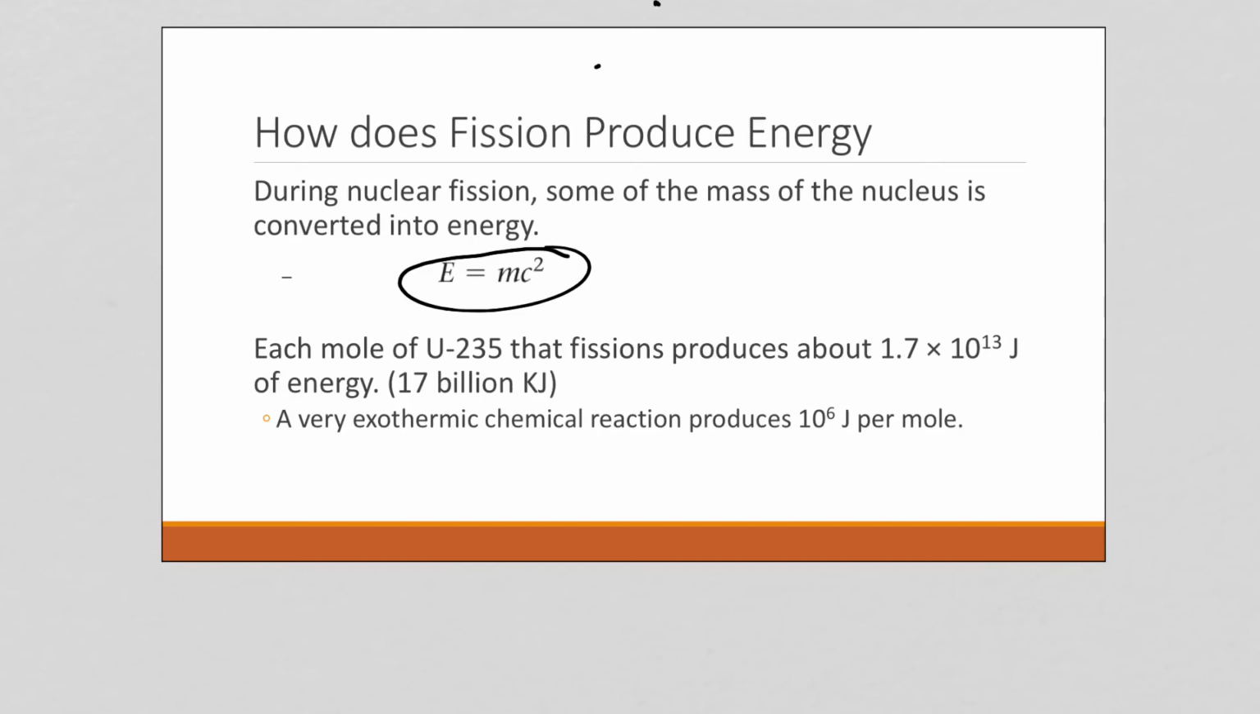Now, just to keep that in context, an extremely exothermic chemical reaction that we've talked about might produce 1 million joules per mole. And most, not even close to that. So, lots and lots of energy coming from this conversion of mass into energy.